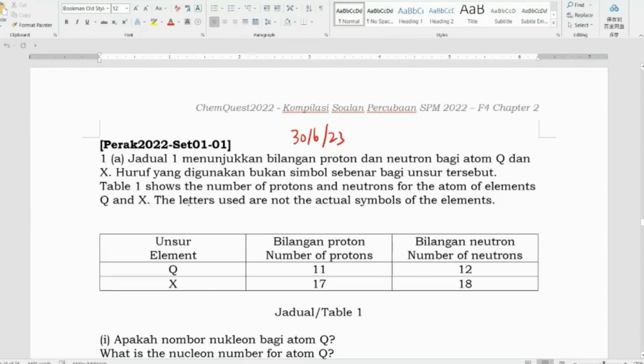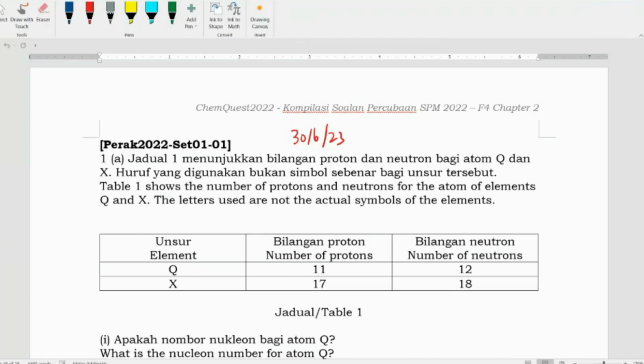Okay, Matthias, can you read the question? Table 1 shows the number of protons and neutrons for the atom of elements Q and X. The letter used are not the actual symbols for the elements. So this one shows the number of protons and neutrons for the atoms Q and X, right? The letter used are not the actual symbol.